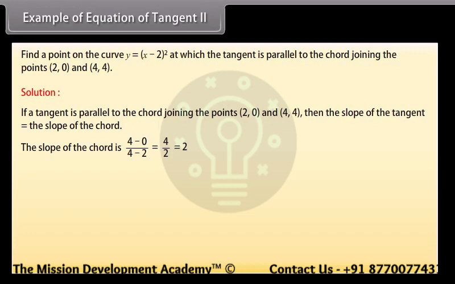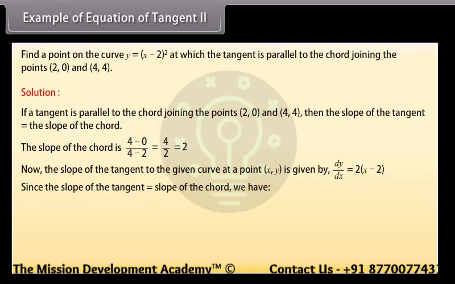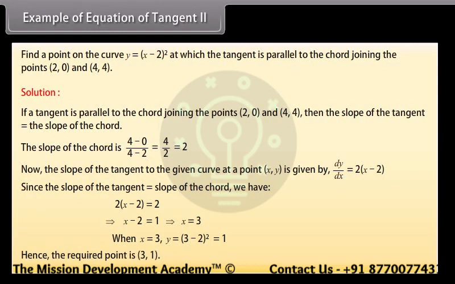Now, the slope of the tangent to the given curve at a point (x, y) is given by dy by dx is equal to 2 into (x minus 2). Since the slope of the tangent is equal to slope of the chord, we have 2 into (x minus 2) is equal to 2. It implies that x minus 2 is equal to 1. It implies that x is equal to 3. When x is equal to 3, y is equal to (3 minus 2) square is equal to 1. Hence, the required point is (3, 1).